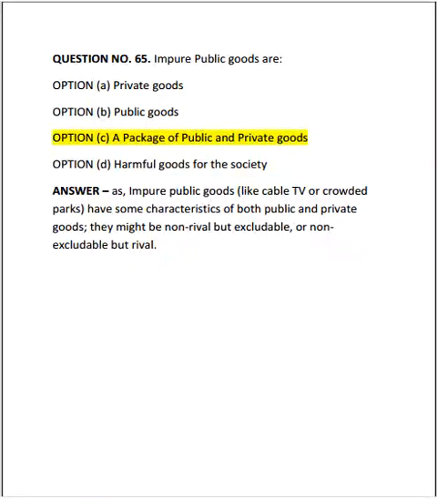Question No. 65. Impure public goods are Option A. Private goods. Option B. Public goods. Option C. A package of public and private goods. Option D. Harmful goods for the society. Answer: impure public goods, like cable TV or crowded parks, have some characteristics of both public and private goods. They might be non-rival but excludable, or non-excludable but rival.